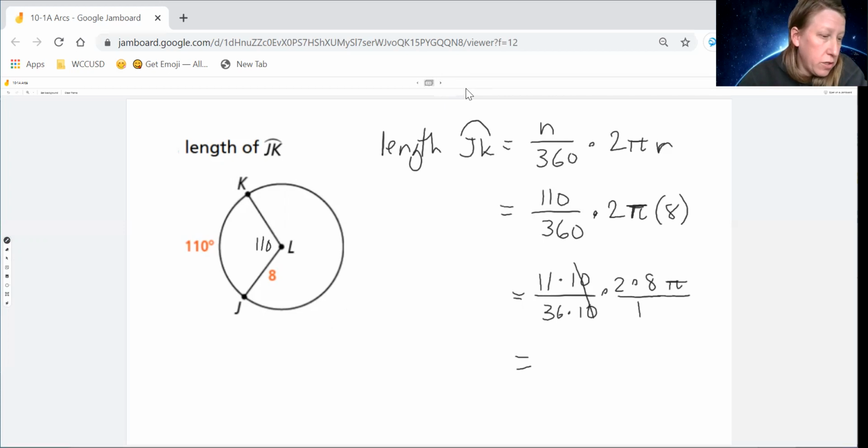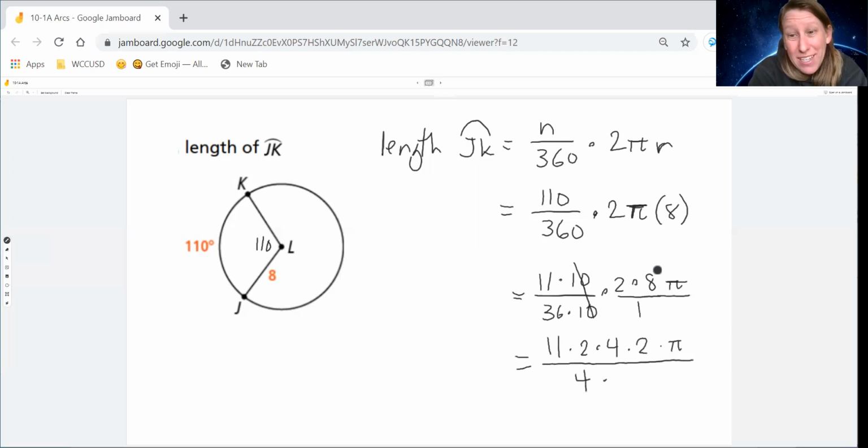I do. You guys know what 8 is? Another way to think of 8 is 4 times 2. Another way to think of 36 is 4 times 9. This is really good for your brain, pulling numbers apart and putting them back together. If you can do this, you're on track to do really well. Okay. That is another 1. 4 divided by 4 is 1. So the best math answer for this is going to be 44 pi over 9.